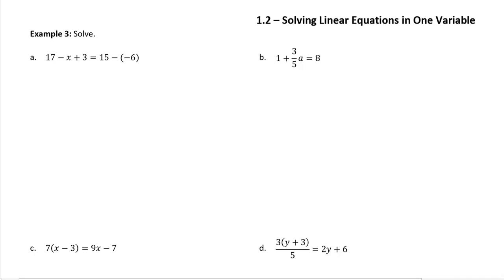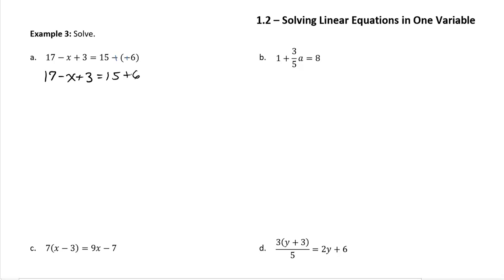Example 3. Again, we're trying to solve. On Part A, we have 17 minus x plus 3 is equal to 15 minus a negative 6. Okay, looking it over so far, no fractions. We have a parentheses on the right-hand side. So what we could do is get that taken away, get that applied. So I'm going to have 17 minus x plus 3 on the left equals 15. And we have a minus, so when we subtract a negative, that's the same thing as adding. So I'm going to end up with a plus 6 here.